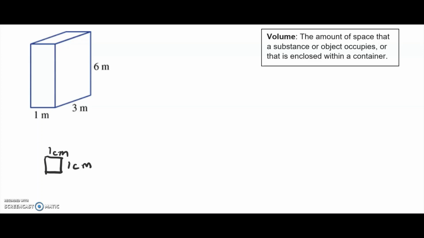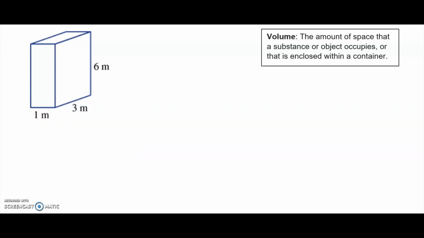Well, today we are stepping up and moving on to 3D shapes. So today we are looking at how many 1 centimeter, or in this case 1 meter, cubes fit inside our rectangular prism here. And that's why our answer will end up being in meters cubed. So that little 3 shows that we are working in volume.